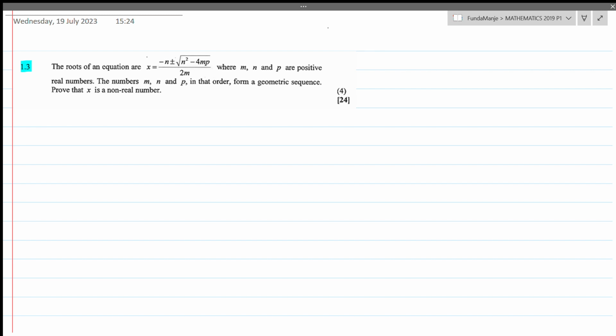So here we are tasked with proving that x is a non-real number. And they also tell us that m, n, and p form a geometric sequence. Now under sequences, we know that geometric sequences have a ratio. This ratio states that term number 3 over term number 2 is equal to term number 2 over term number 1. In this case, if we were to arrange this, we would have m, n, and p. This is term number 1, term number 2, term number 3.